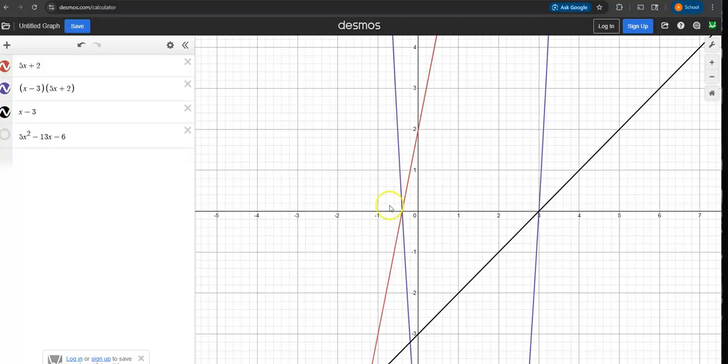Okay, and that is it. That's me showing you how to use either Desmos or your calculator to check your answers.